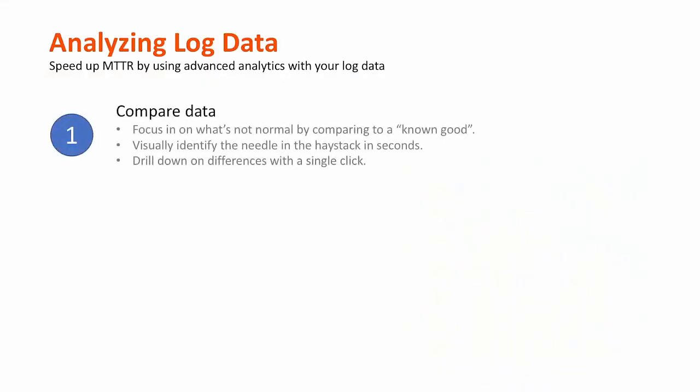First, you can compare data. Comparing data in two time frames allows you to quickly determine the difference between a known good time and the current time in which you're investigating. You can visually see these differences, and you can drill down on those differences with just a single click.